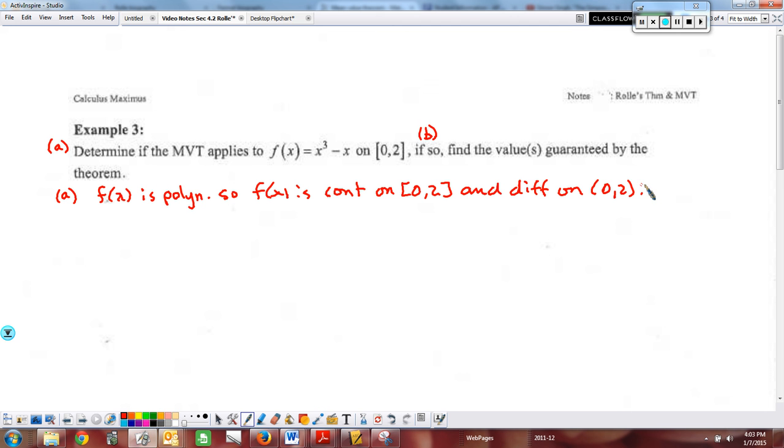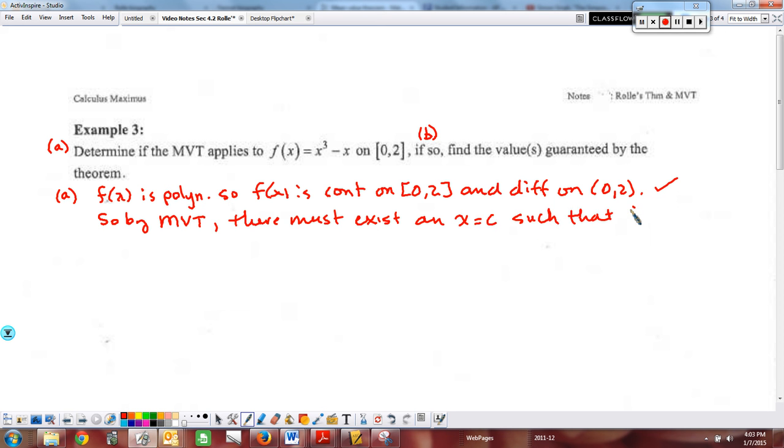Okay? And we don't have to do anything else, because remember, this is not Rolle's theorem. This is the mean value theorem. So we are done with the conditions. We have met the conditions. So by MVT, the mean value theorem, there must exist an x value equal to c such that the derivative at c is the same as the average rate of change. Okay, and since we know a and b, this is our interval a to b. a is 0, b is 2.